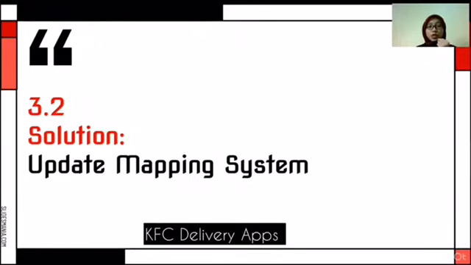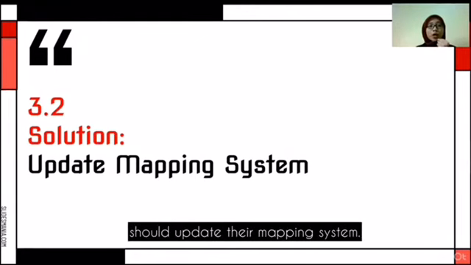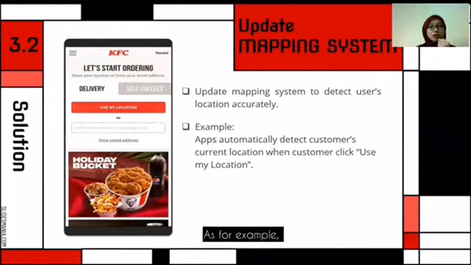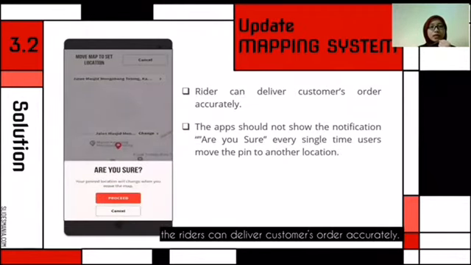To overcome the weakness of always asking for an update, we have come up with a solution, which is that the KFC Delivery App should update their mapping system. They should update their mapping system to detect users' location accurately. For example, when they click use my location, the app should automatically detect the customer's current location. Because of this, riders can deliver the customer's order accurately.